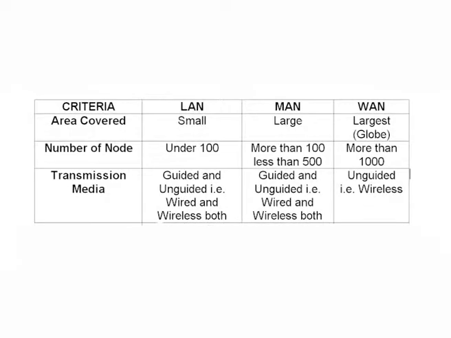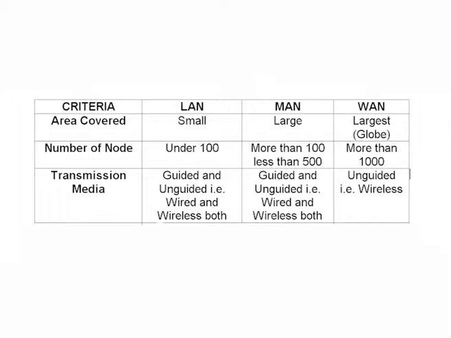Now, the table actually gives a comparison of LAN, MAN and WAN. Let us now do the comparison between LAN, MAN and WAN. So, the first column is going to be the criteria on which we are going to distinguish between the three types, then LAN, MAN and WAN respectively. Now, let us first come to the area covered. The LAN covers a small area, MAN a large area and WAN the largest.